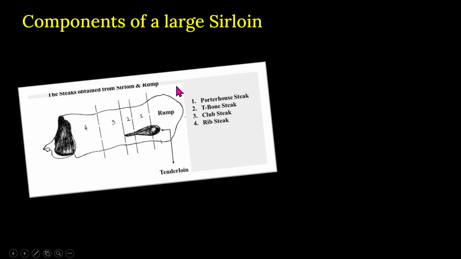Now what are the things that are there? You can see it has got rump, it has got a fillet, and we can see some numbered areas. What are the steaks we get out of there? Number 1 is a porterhouse steak. Number 2 is a T-bone steak. Number 3 is known as the club steak, and number 4 is known as a rib steak.